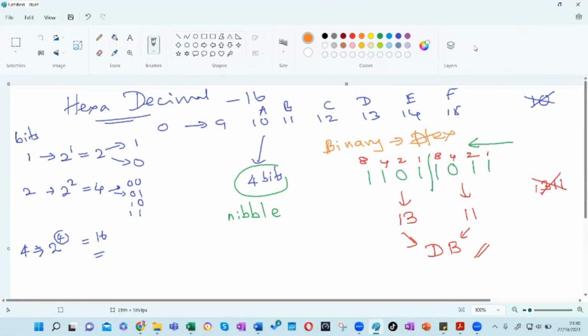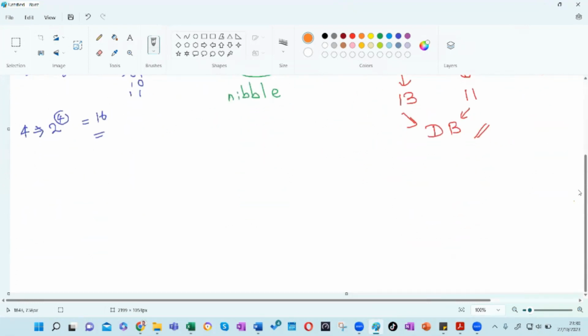Binary to hex. Okay, this is the opposite: hexadecimal to binary. Right. Exact opposite. Let's say we have something like this, A5.